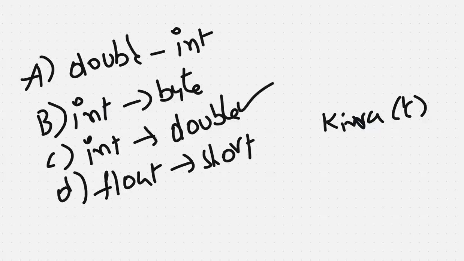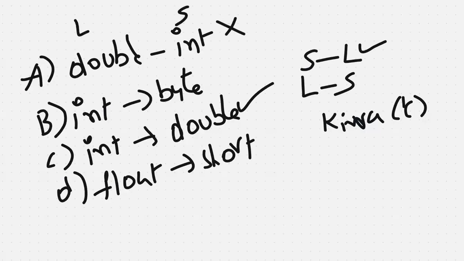Because of implicit, what did it say? Small to large, right? So this is the large and this is the small. So the first option, cancel. Next, this is the large and this is the small. Second option, cancel. So this is double, right? So this is small and this is large. It's right. Okay. So float and short: this is the large and this is the short. So what is the answer? So this is the answer.